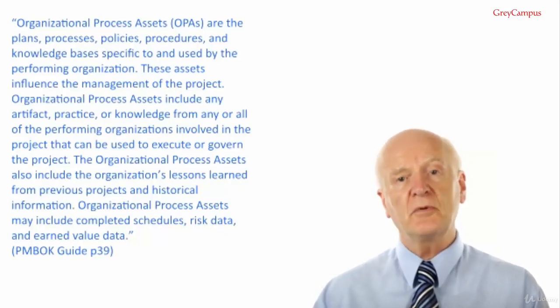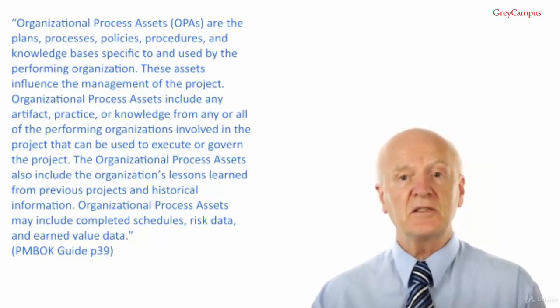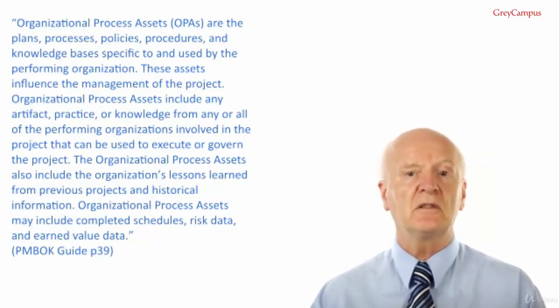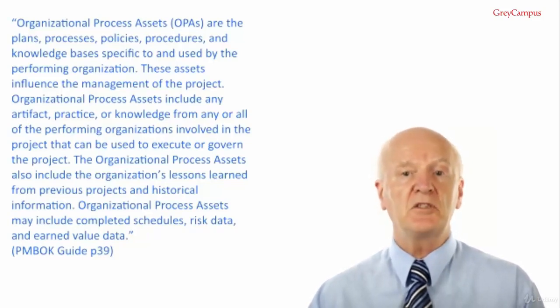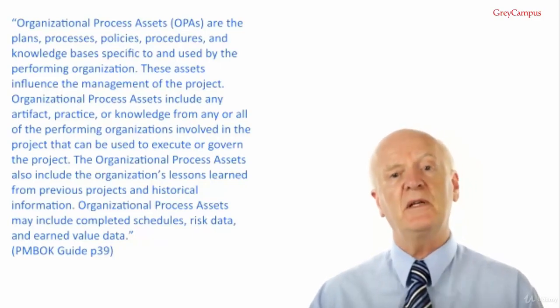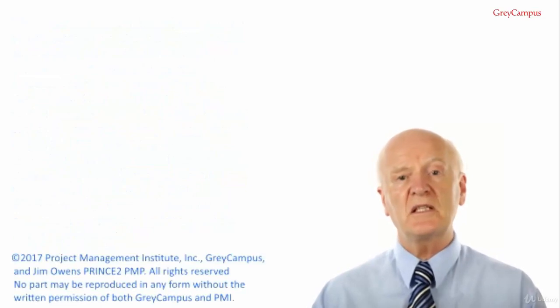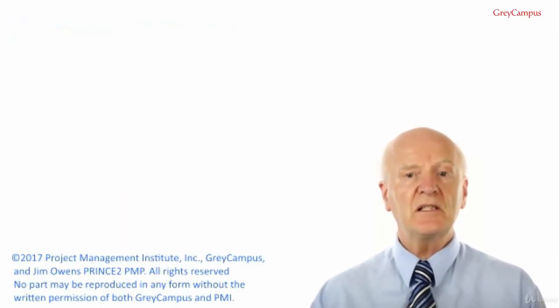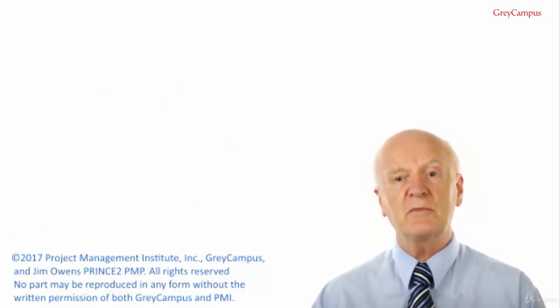The organisational process assets also include the organisation's lessons learned from previous projects and historical information. Organisational process assets may include completed schedules, risk data and earned value data. That's from the PMBOK Guide page 39. Please remember for the exam that the organisational process assets include lessons learned and historical data such as schedule, risk data and earned value data from previous projects.